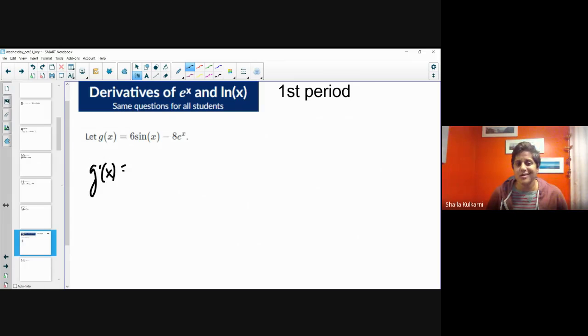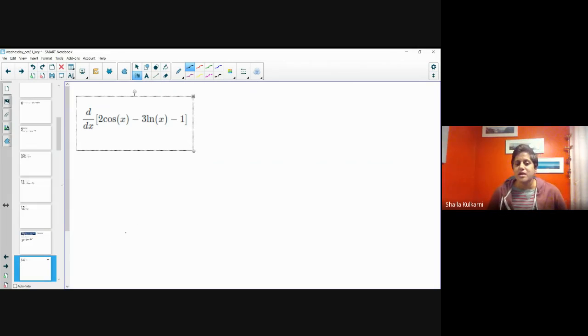Oh, see, you needed to know your trig function. So 6 cosine x minus x, e to the x does not change. How about that? Okay. The next set, 2 cosine x. What's the derivative of cosine? It's negative sine. I'm going to put that negative out in front.